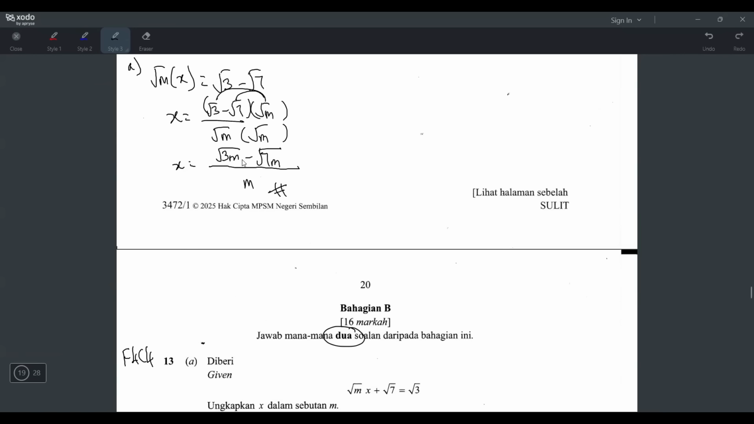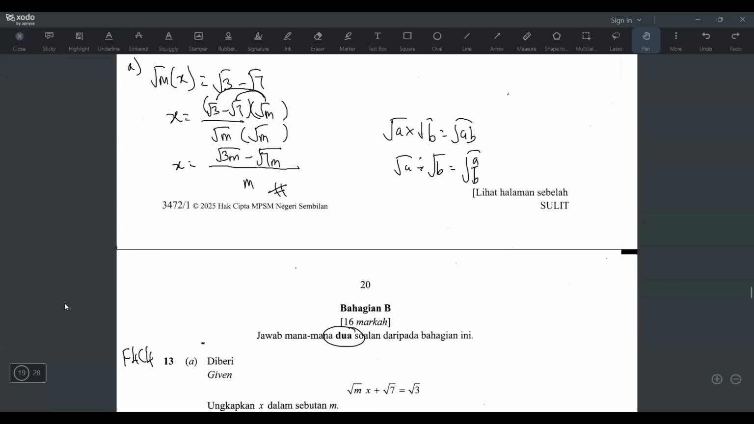Nothing else you can do already. The square root 3m and negative square root 7m, you can't combine them, unless it's times or divide. Because the law of surds says square root a times square root b is square root ab, and square root a divided by square root b is square root a over b. But if it's plus or minus like that, you really can't. So square root 3m minus square root 7m cannot simplify. Okay, so this is good enough.